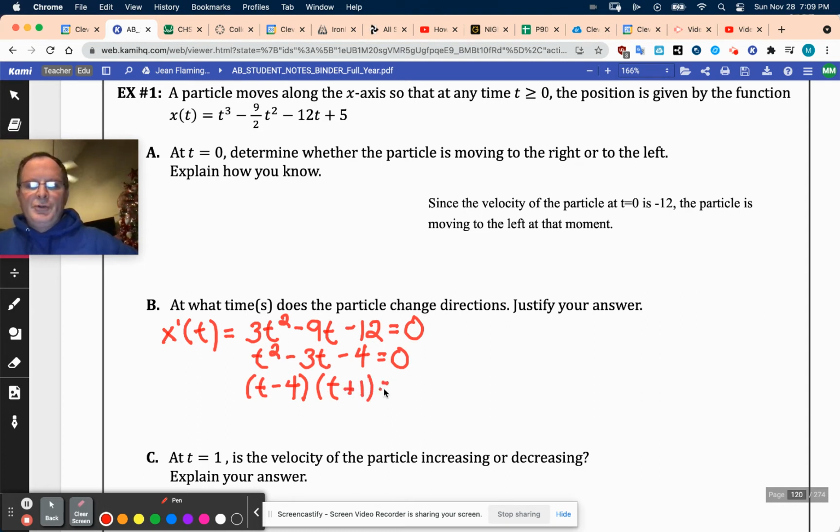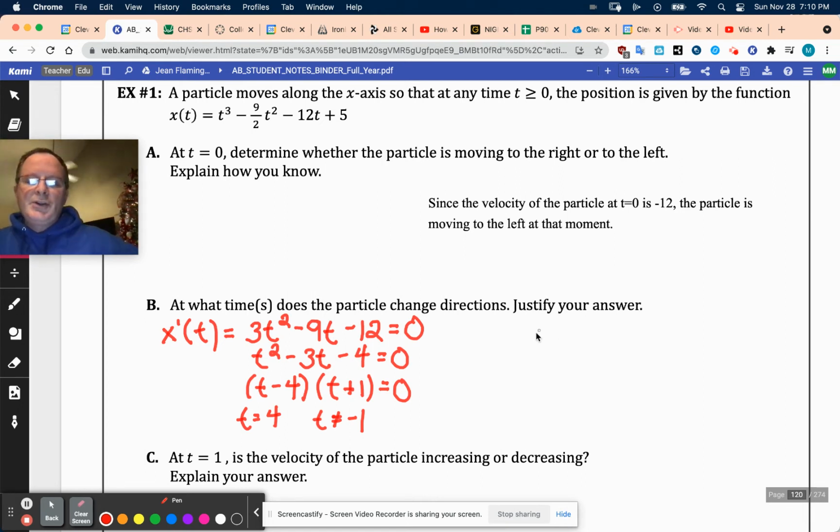Now, that gives us two potential moments when the particle changes directions. The first would be when t is 4. And the other is when t is equal to -1, but that can't be because this thing starts when t is 0. So t cannot equal -1. All right, so 4 is the possibility. Now, here's what you do. We know at 4 the velocity is 0, but before that, was it negative or positive? And after it, was it the opposite? Because if so, it changed directions.